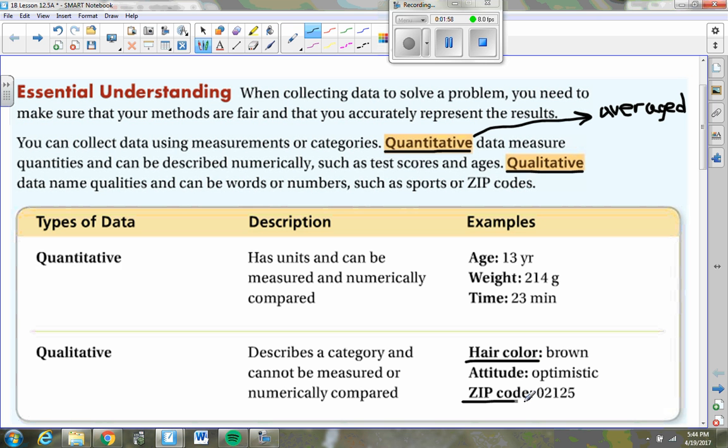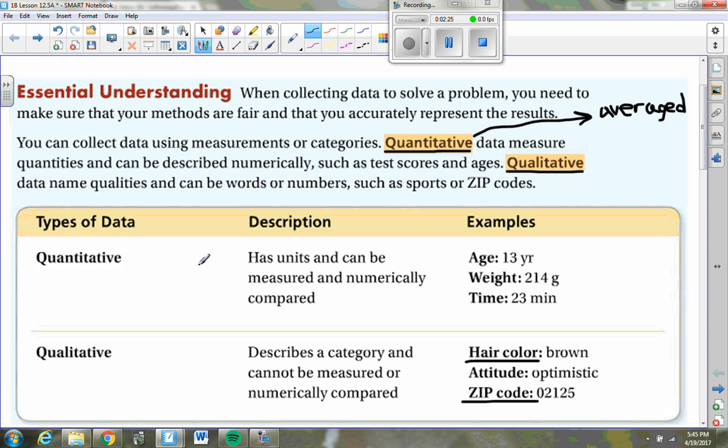Things like zip codes, things like phone numbers, those things are all qualitative data as well, even though they're numbers, because they can't be measured. You can't add two zip codes together, right? You can't add or average zip codes or phone numbers or things like that. So those are qualitative types of data, and the other is quantitative types of data.